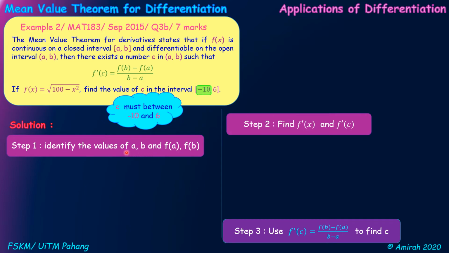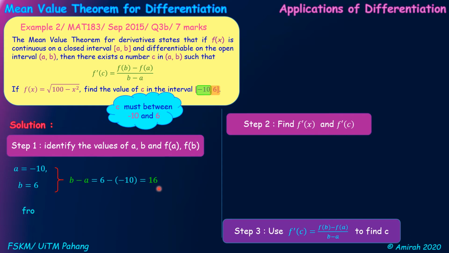Alright, so our a equals the beginning of the interval. So we just compare here. So we get a equals negative 10. b equals the end of the interval. We just compare here, so we get b equals 6. After that, we find b minus a from this theorem. So b minus a equals 6 minus negative 10, so equals positive 16.